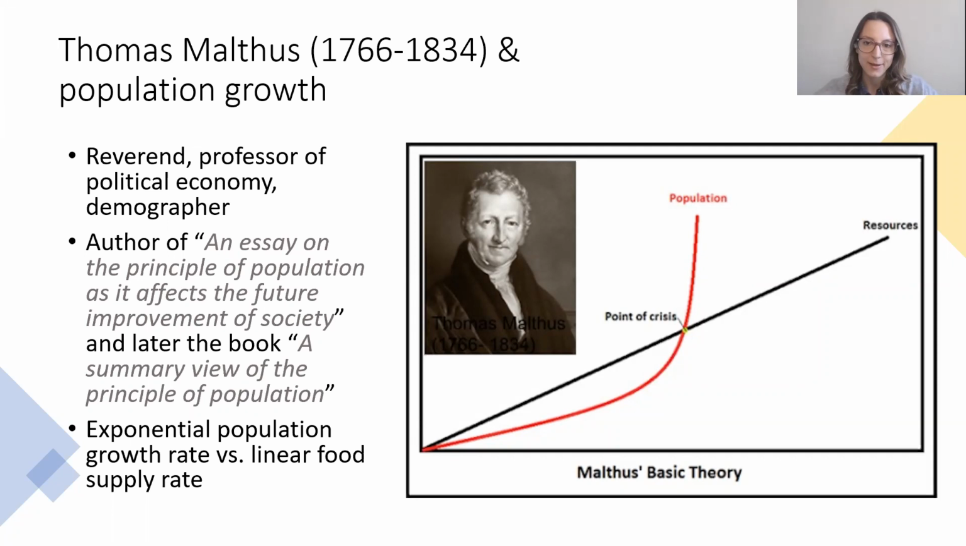He anticipated what we would call some kind of point of crisis, where the population growth would just exceed the amount of resources that were available to sustain those people. So he was very, very concerned about the food shortages that might come about if there were too many people on the planet to support. So that was his main concern.